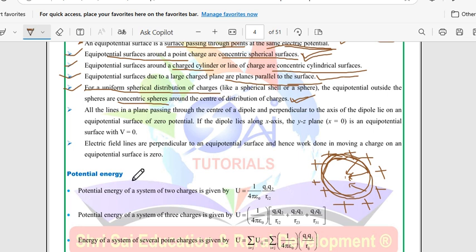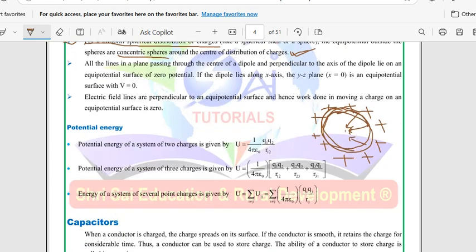Now, all the lines in a plane passing through the center of a dipole and perpendicular to the axis of the dipole lie on an equipotential surface of zero potential. If the dipole lies along the x-axis, the yz plane, that is x equal to 0, is an equipotential surface with potential V equal to 0.